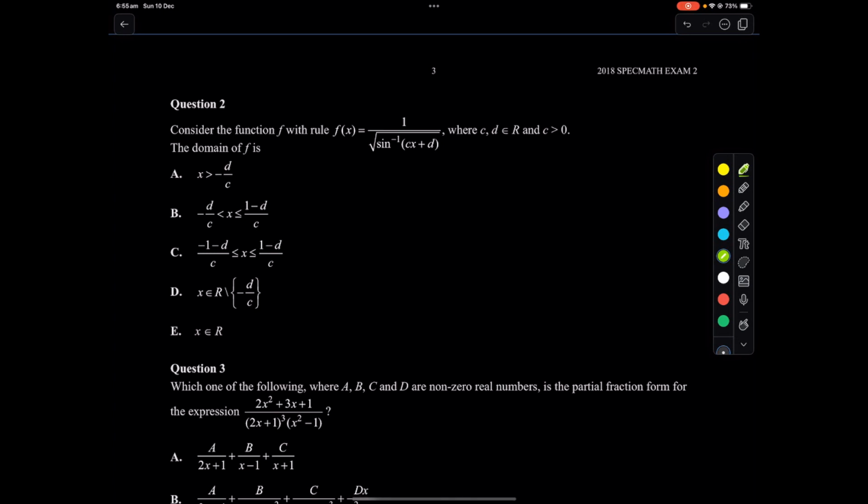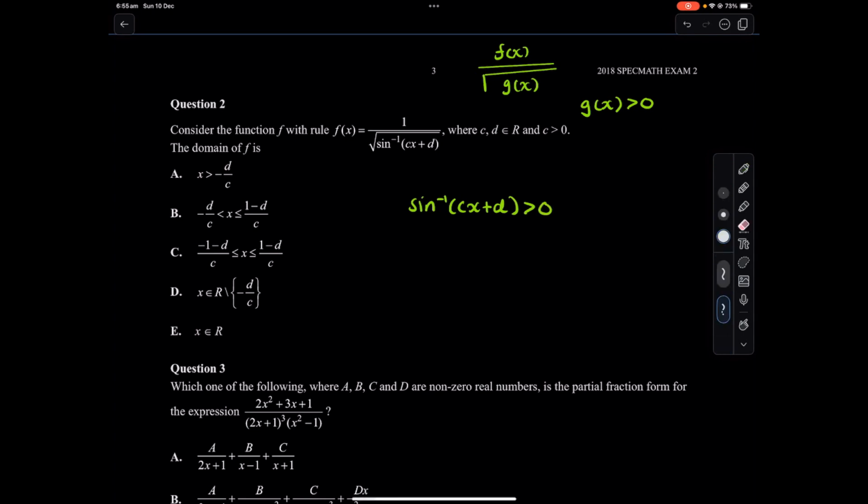Whenever you have a function like, for example, f of x divided by the square root of g of x, the domain of a function like this is just that the bottom function, g of x, must be greater than 0. So in this case, it's the same thing, where f of x is just 1, which is a constant function, and g of x is this inside function. And what does that mean? To find the implied domain, we want sine inverse of cx plus d to be greater than 0. So not equal, but greater.